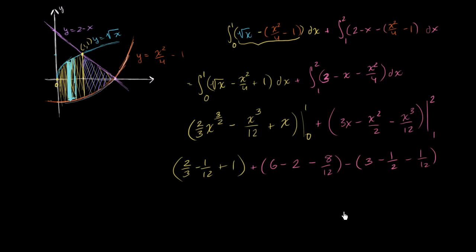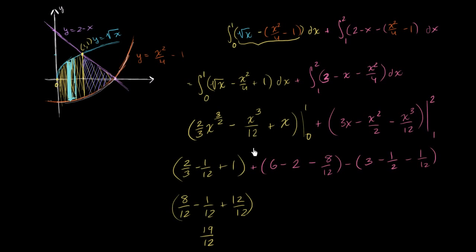And now what we're essentially left with is adding a bunch of fractions. So let's see if we can do that. It looks like 12 would be the most obvious common denominator. So here you have 8 over 12 minus 1 over 12 plus 12 over 12. So this simplifies to 19 over 12, the part that we have in yellow.